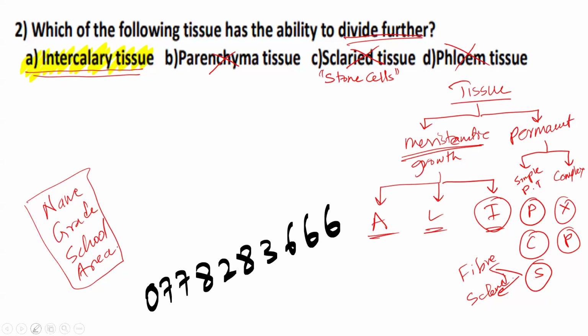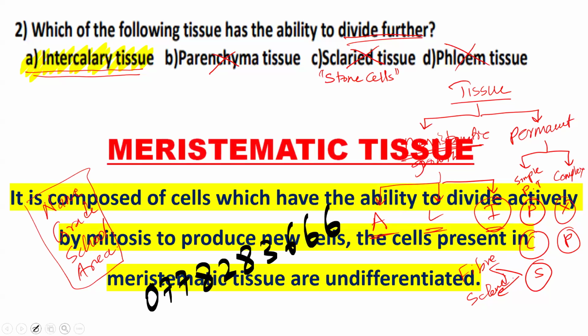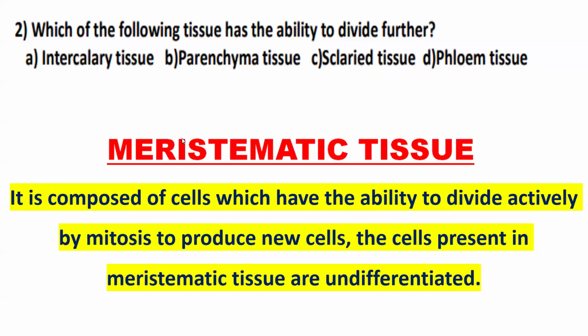Okay, let's move to question number 3. Here you can see meristematic tissue. It is composed of cells which have the ability to divide actively and they can grow. The method of dividing, there are two types, no? Mitosis, meiosis. Here, mitosis because it is growth related. The cells present in the meristematic tissues are undifferentiated. That means, I think I explained in the theory class, here also I'll explain. Undifferentiated means they are not categorized into functions.